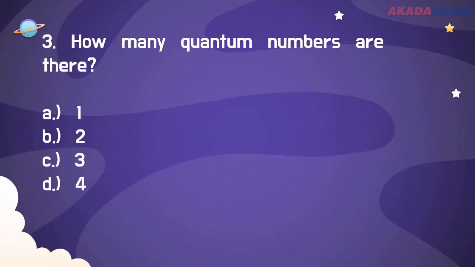Question 3. How many quantum numbers are there? A. 1. B. 2. C. 3. D. 4.